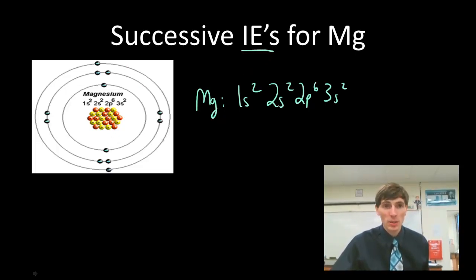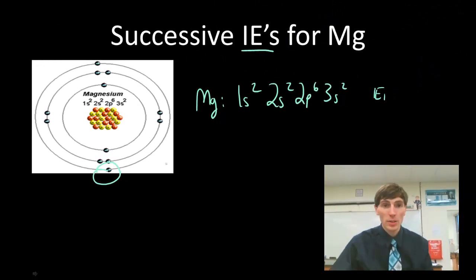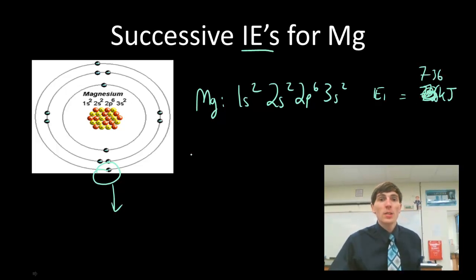So I'm going to look at those outermost electrons, and I'm going to pick one of them, and we're going to talk about IE1, the first electron to remove. If I want to pluck this away, it's going to cost some energy. For magnesium, it is 736 kilojoules. So it's going to take me 736 kilojoules to remove a mole of those electrons from a mole of magnesium atoms. If I look at my electron configuration, I would be plucking away one of these electrons, and we would be left with 3s1.